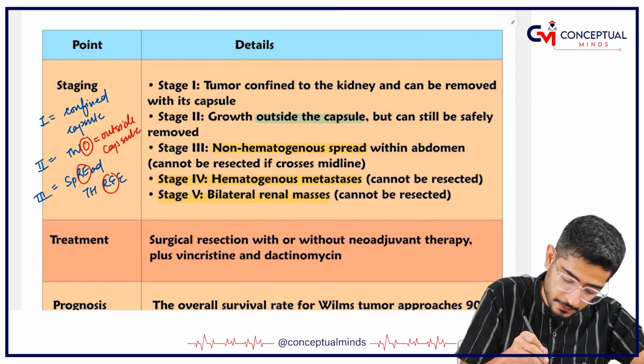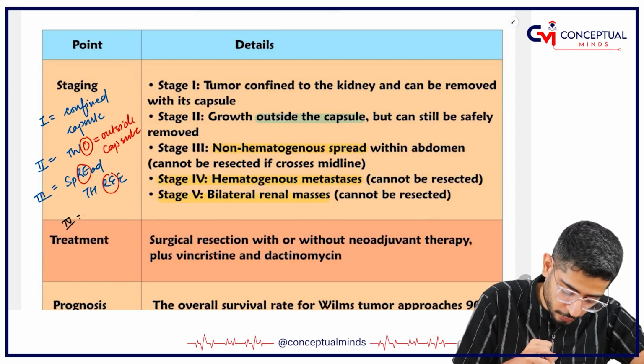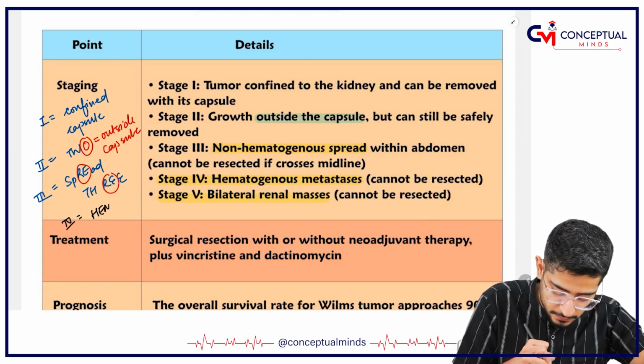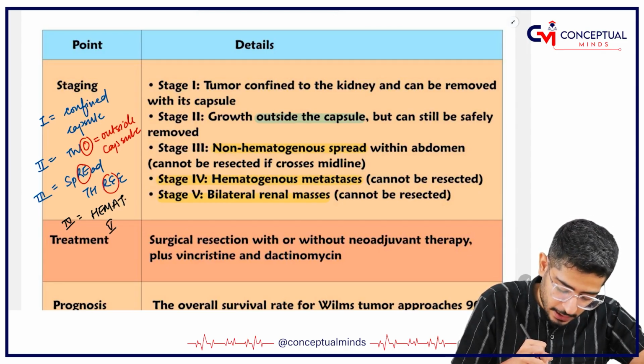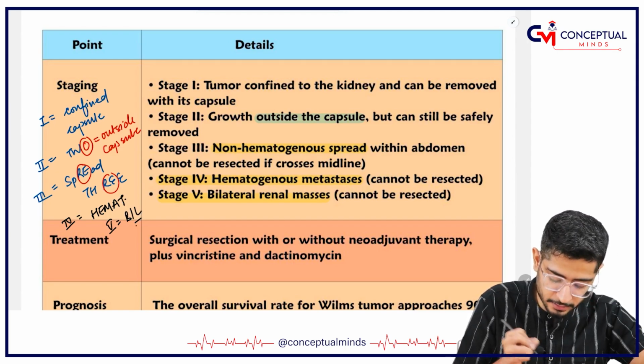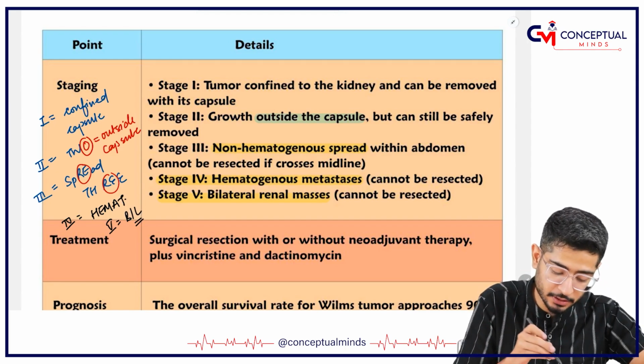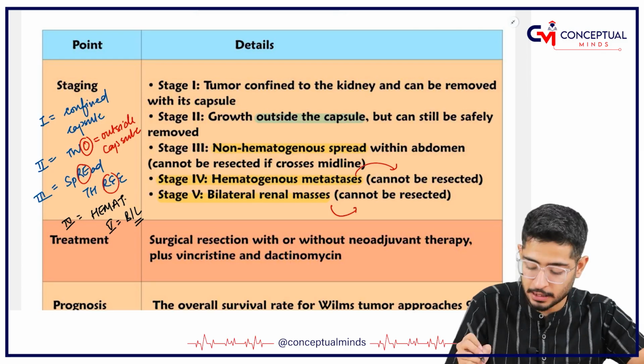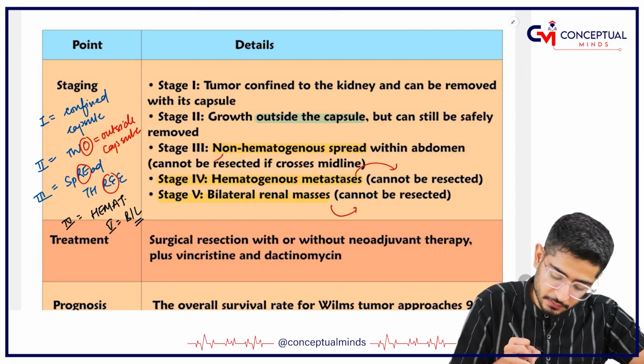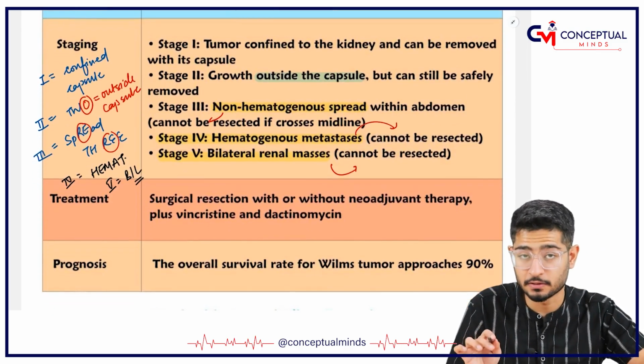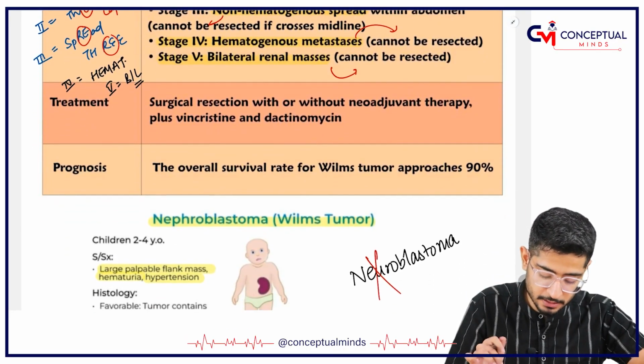So this is important. Then what about the 4th? 4th is going to be your hematogenous spread, and 5th is going to be the bilateral kidney. Now, since it is bilateral, it cannot be resected, and in 3 also it cannot be resected. But in 1 and 2 it can be resected.